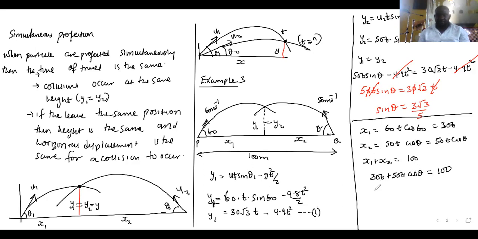It is also from here that we can see that 30 plus 50 cos theta, these two combined give you 100 over t. According to what we are given, I think I've not... Wait, this was not 60, it was 30. Let me first go back and check.